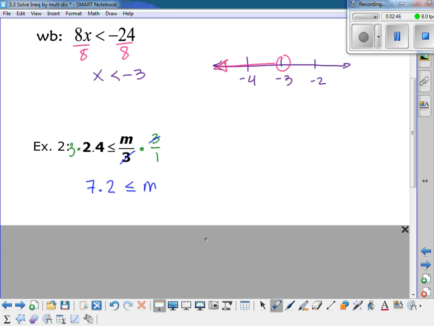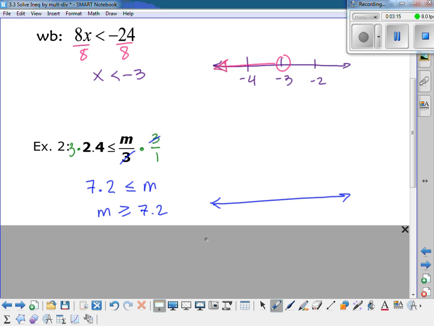Now, when you have the variable on the right side, sometimes you can make mistakes graphing it, so you should flip it back over so the variable is on the left side. So if 7.2 is less than or equal to m, that means that m is greater than or equal to 7.2. So, like I said, it's a good idea to write it so that the variable is on the left, and that way you're more likely to graph it correctly.